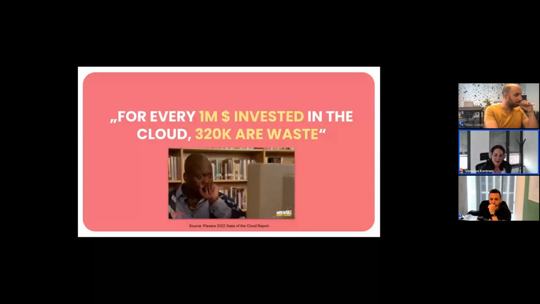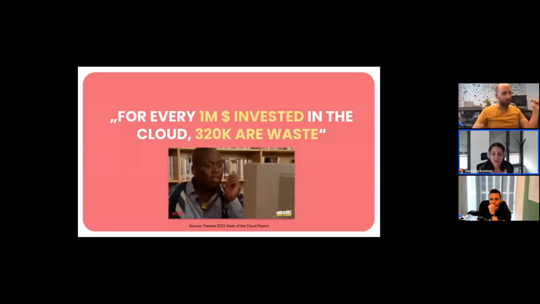We know that for every $1 million invested in the cloud, 320K are waste. So about 30% of everything you invest in the cloud is just waste. On the one side, of course, that's financial waste. You will lose a lot of money that you could invest better in, I don't know, new employees, cooler projects, products, or incentives for your colleagues, whatever. But at the same time, it's not only about money, it's also waste for the environment. It's unused resources that could have been used better somewhere else.